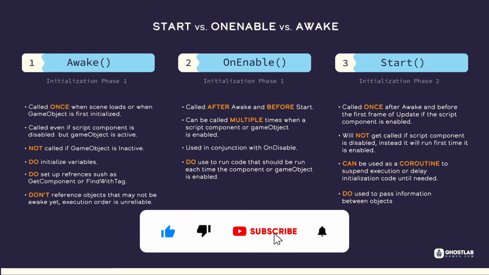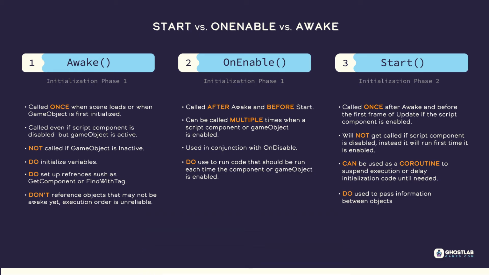OnEnable is called after awake and before start. OnEnable can be called multiple times when a script component or game object is enabled or re-enabled. OnEnable is used in conjunction with OnDisable. You want to use OnEnable to run code that should be run each time the component or game object is enabled. The start function is called once after awake and before the first frame of update if the script component is enabled. Start will not get called if the script component is disabled.